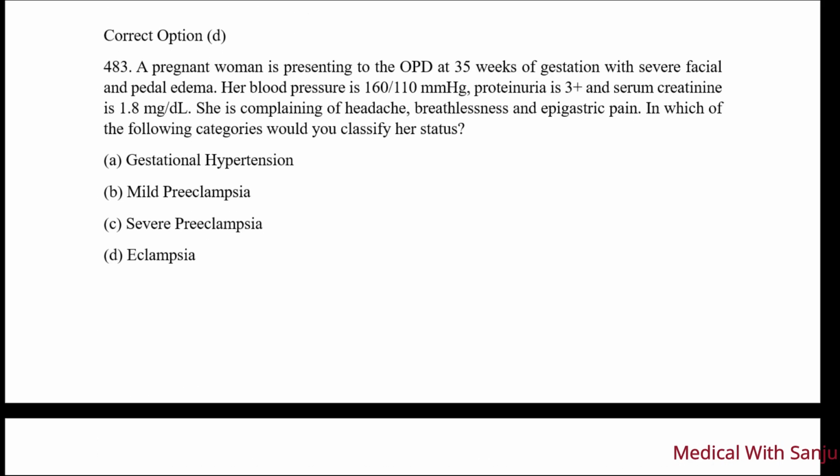Question number 483. A pregnant woman is presenting to the OPD at 35 weeks of gestation with a severe facial and pedal edema. Her blood pressure is 160 by 110 mm of Hg. Proteinuria is 3 plus and serum creatinine is 1.8 mg per dl. She is complaining of headache, breathlessness, and epigastric pain. In which of the following categories would you classify her status? Option A gestational hypertension. Option B mild preeclampsia. Option C severe preeclampsia. And option D eclampsia. This condition is called severe preeclampsia. Option C is right answer.